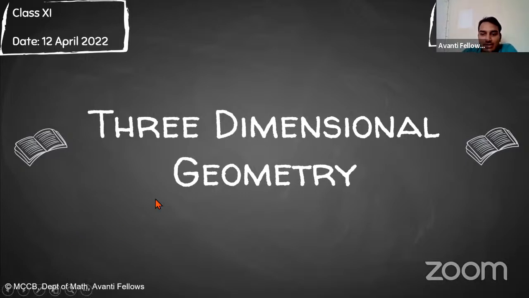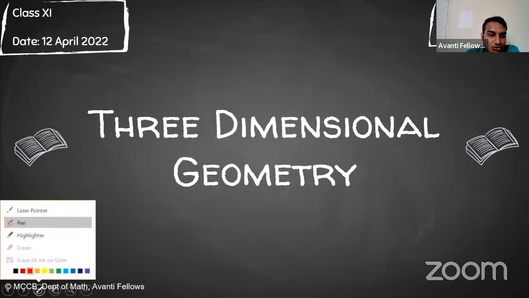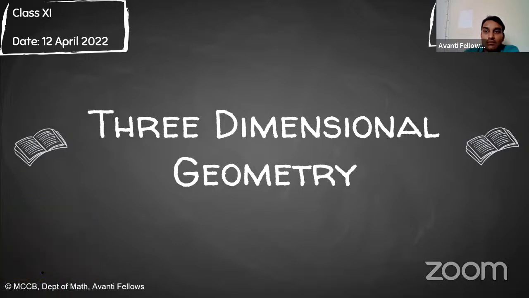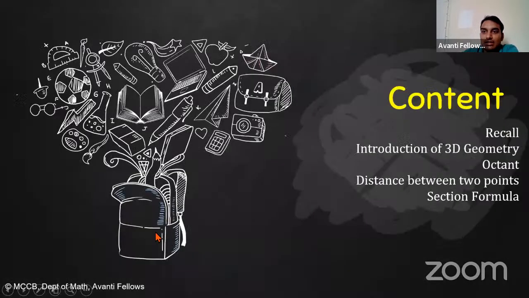In three-dimensional geometry, what do you understand by three-dimensional geometry? So far we have studied the whole conic section, and we were only working in the Cartesian plane, the 2D plane. But now we will see that instead of 2D, if there are three dimensions, how we deal with these things.